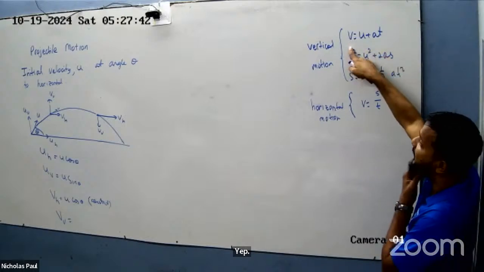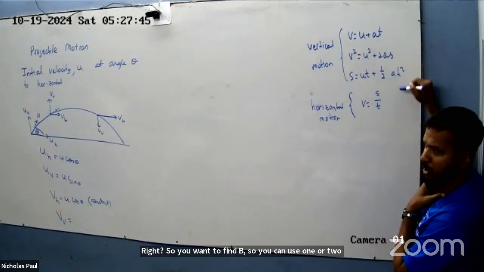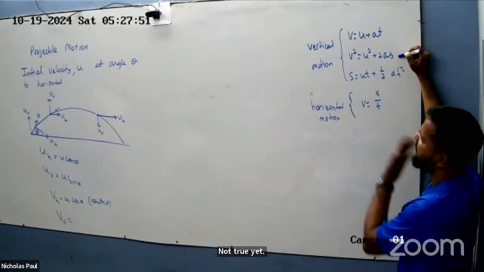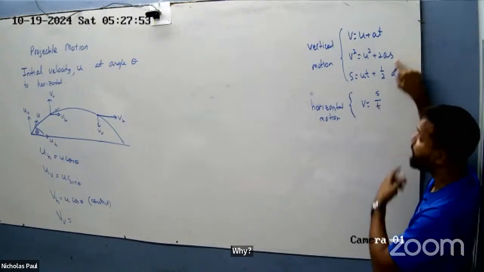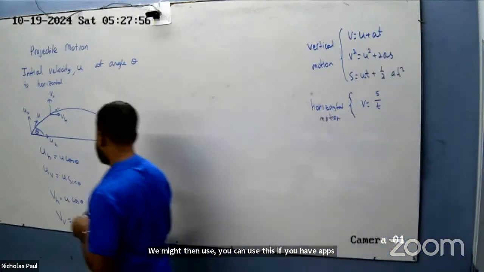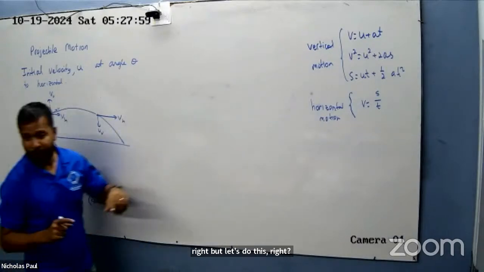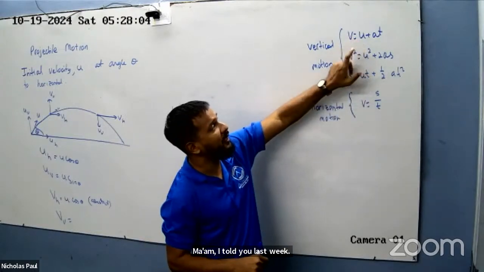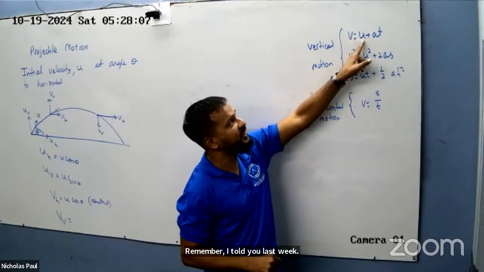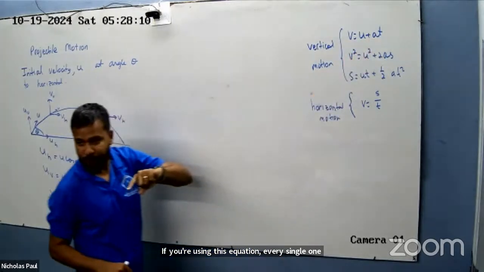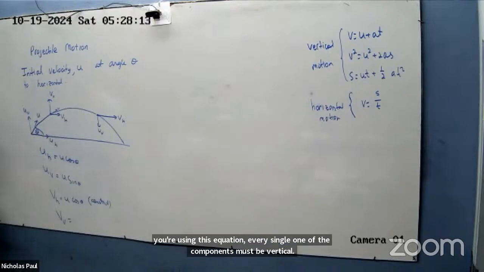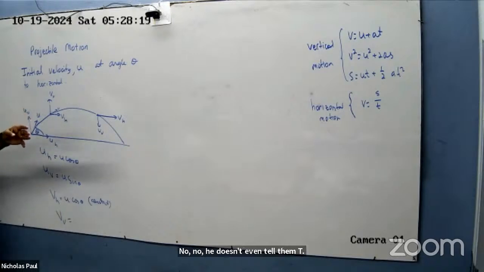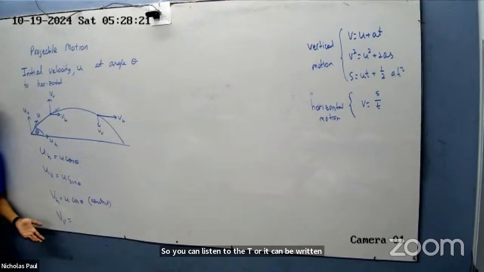So you want to find v, so you can use 1 or 2, not 3. Why? You can use 3 if you have s, but let's use this. Remember I told you last week? If you're using this equation, every single one of the components must be vertical. What's the time? No, we just leave it in terms of t. You can leave it in terms of t, or in terms of s. But I'll leave it in terms of t for now.